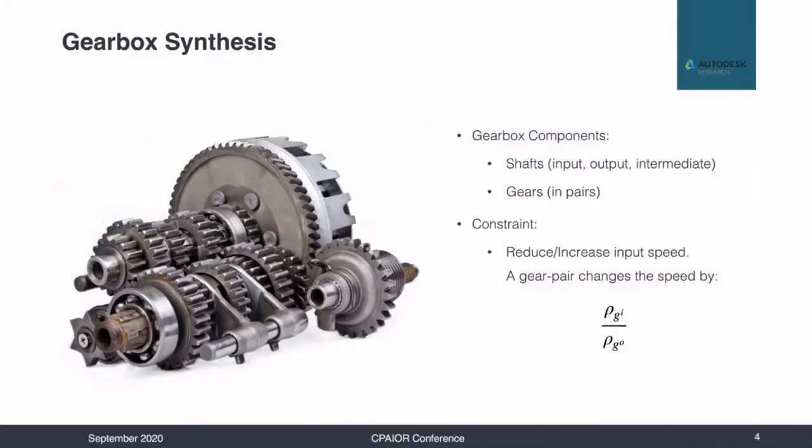For the gearbox synthesis problem, the elementary components are gears and shafts. We are given as input a set of transmission ratios, and we want to find how to combine the gears and the shafts in order to obtain a gearbox that is able to achieve the desired transmission ratio values, while minimizing the total mass of the system.